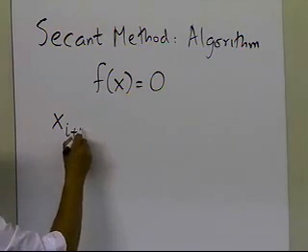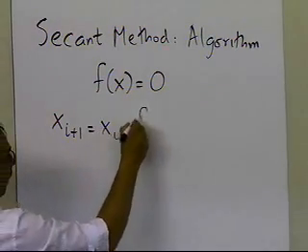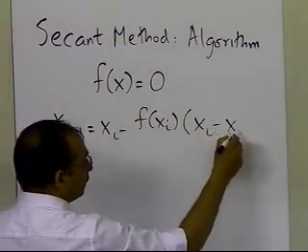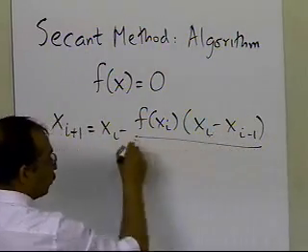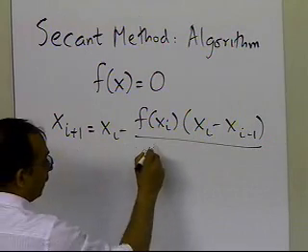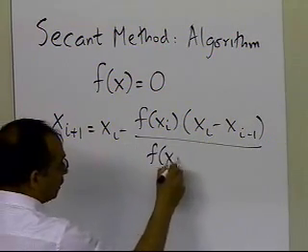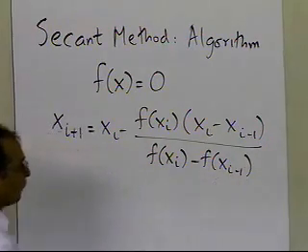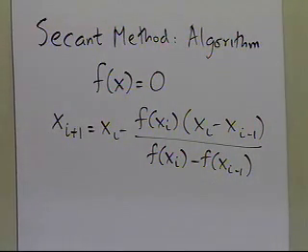x of i plus 1 is equal to x of i minus f of x of i times the difference between the two guesses, two estimates, divided by the value of the function at x of i and the value of the function at x of i minus 1. So let's see how we can write down the algorithm for the secant method.